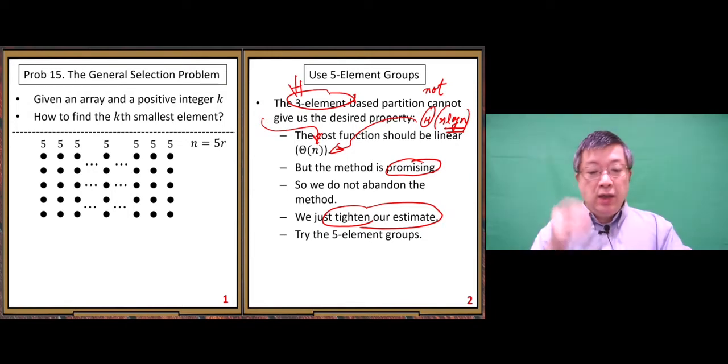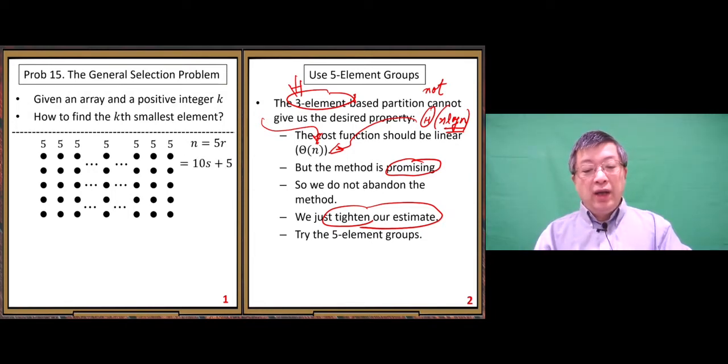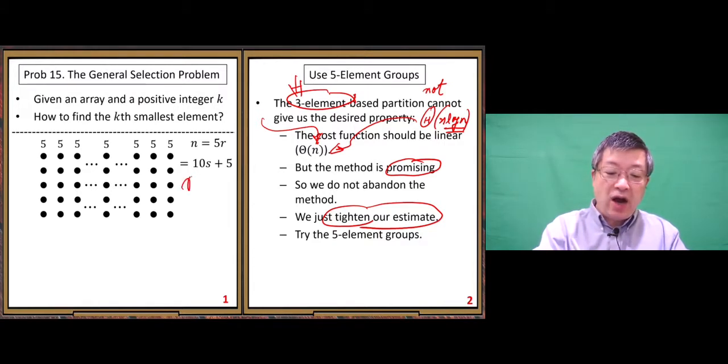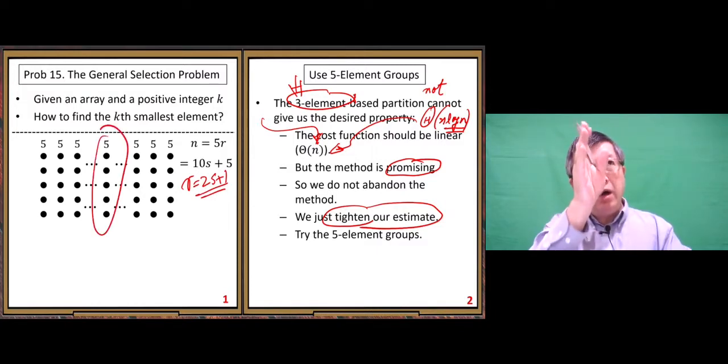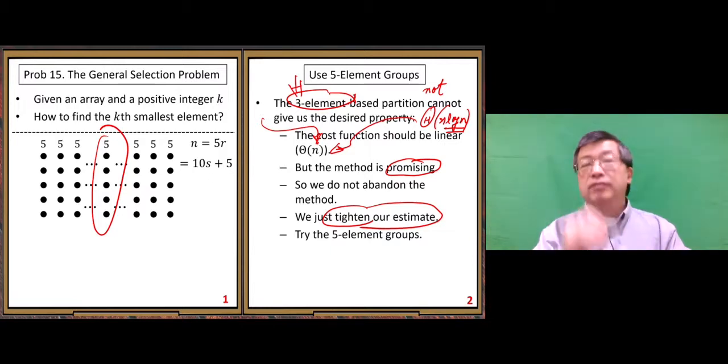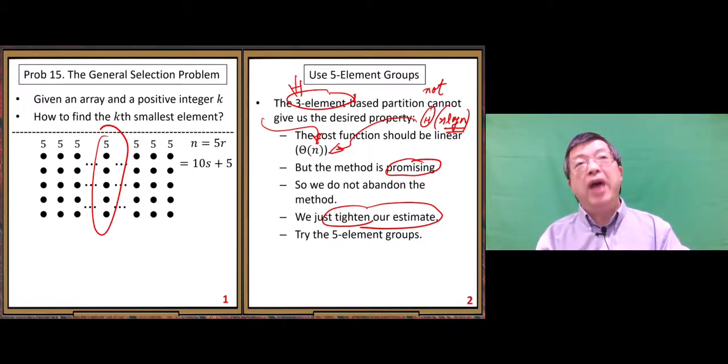Also, we still want to take r equals 2s plus 1, an odd number, so that we can have a middle column that corresponds to the median of the medians. For convenience. So no problem, we can make that assumption.